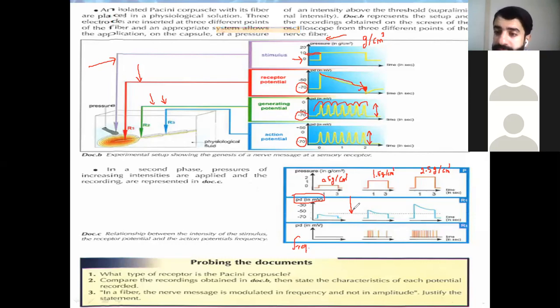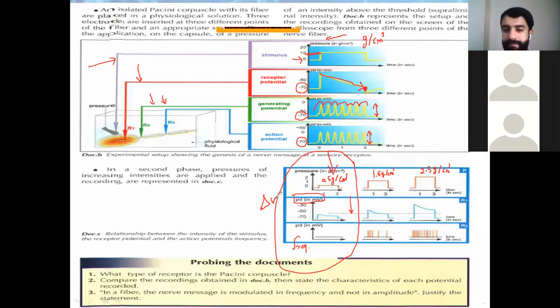So for the first one, I want to start with Ali Hariri. What do you think for the first one? After applying a pressure of 0.5 gram per centimeter cube, I want you, Ali, to interpret only this section, and I'm going to interpret the others. Pay attention, this dotted line represents the threshold. Yes, let's start. Interpret. After applying a pressure of 0.5 gram per centimeter cube, what's the potential difference, PD? Potential difference, which is delta V.